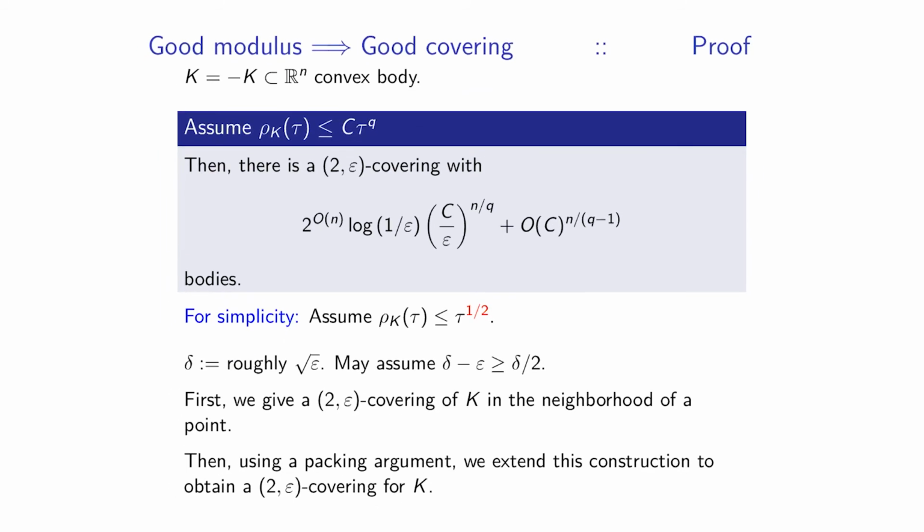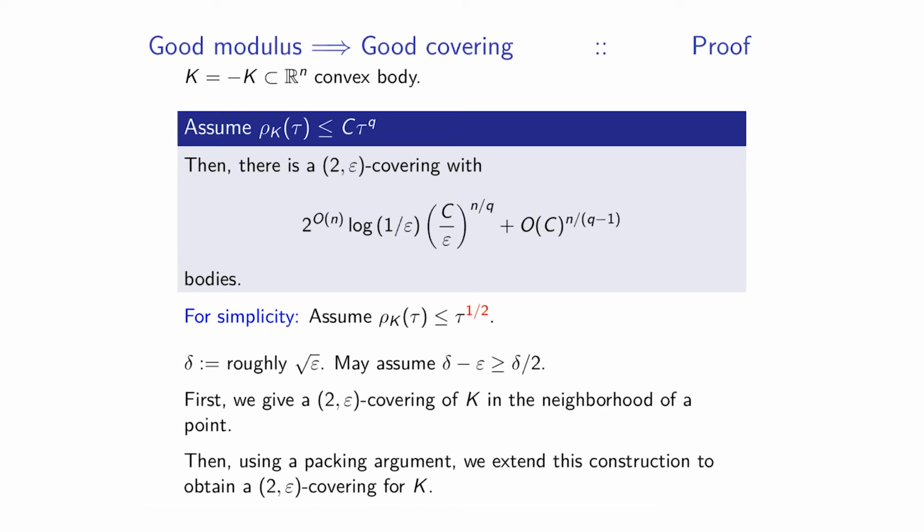For simplicity, I'm going to consider the nicest case. Sorry, replace that 1/2 with a 1. So when the modulus of smoothness rho of tau is at most tau to the second power, so it should be tau squared and not tau square root. Then I take delta to be roughly root epsilon. I make sure that epsilon is small enough so that delta minus epsilon is still at least delta over 2.